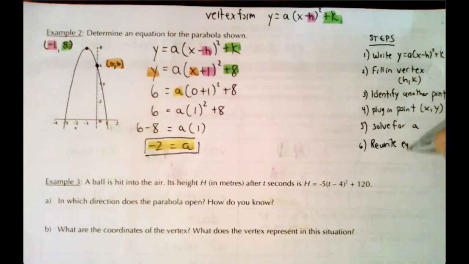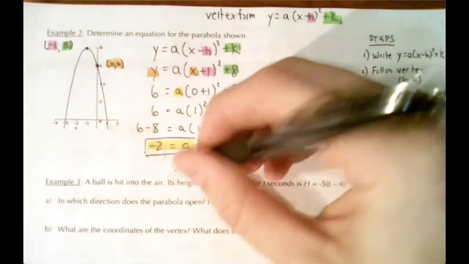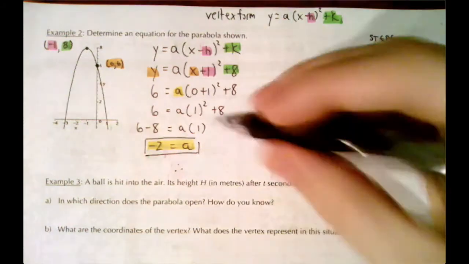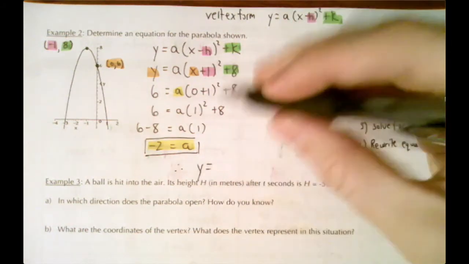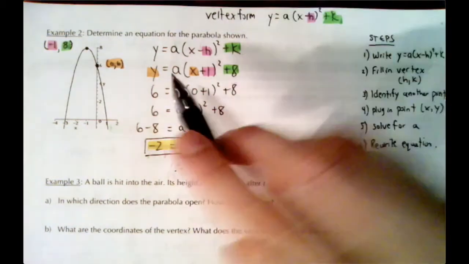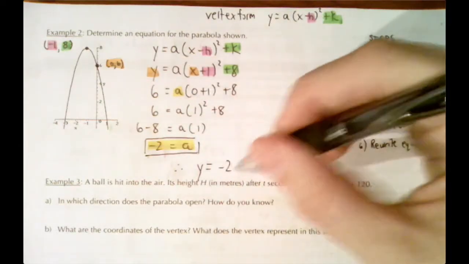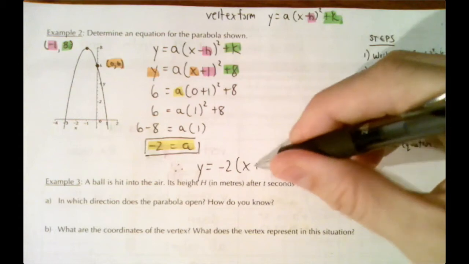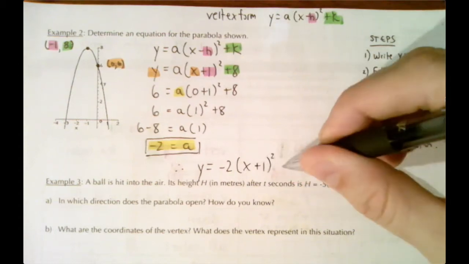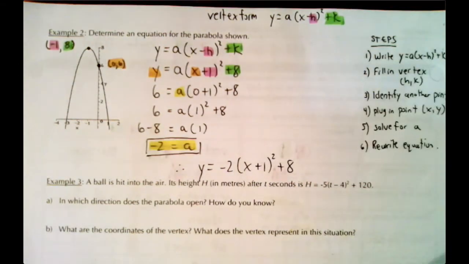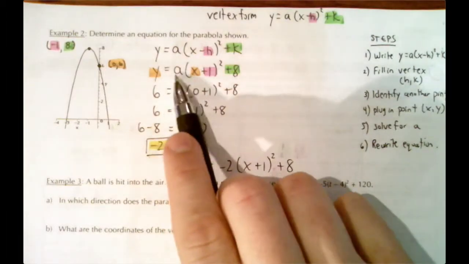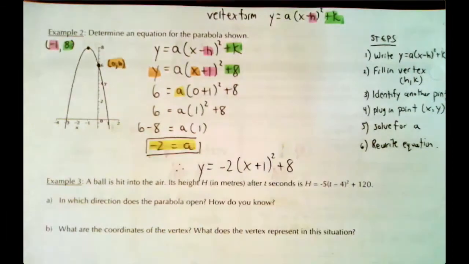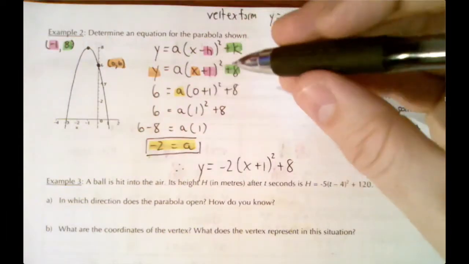the equation. Your final equation should have a, h, and k filled in. So we've got y equals a, negative 2, x minus h, subtract negative 1, is plus 1, squared, plus 8. Basically, we're going all the way back to here, and we're just filling in the a. And there's our final equation.